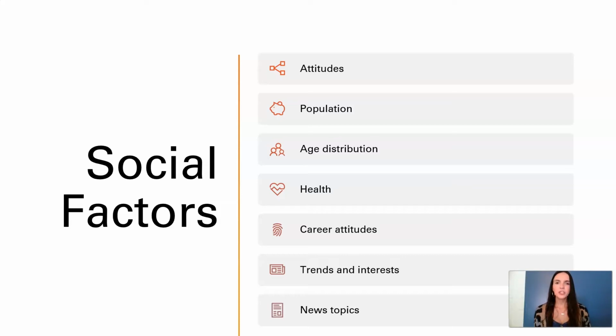You can look at age distribution of the population. You can look at health. So with the recent COVID-19, health and product design was really important when you think of the ventilators, face masks, PPE, and all of the different products that emerged because of this health crisis. You can also look at career attitudes, people's trends and interests.